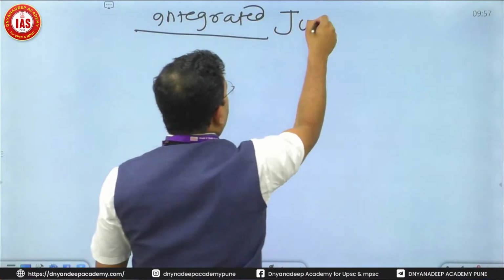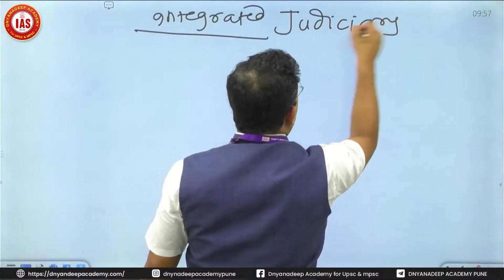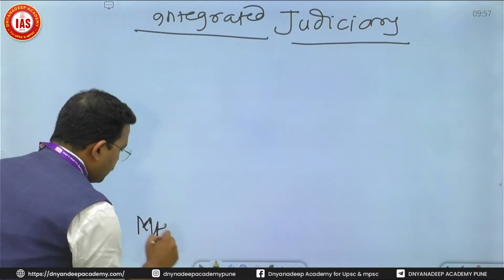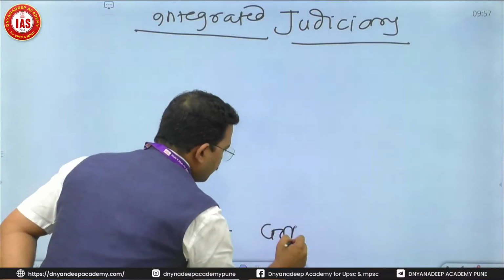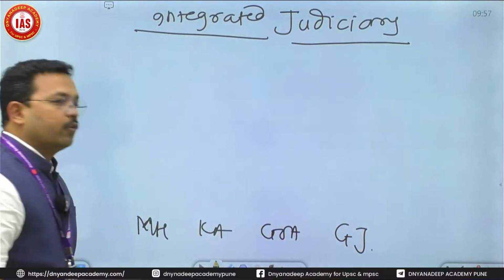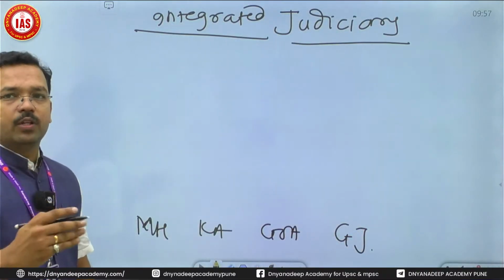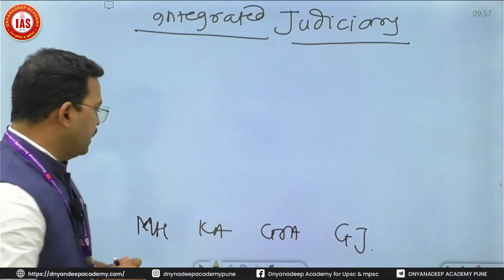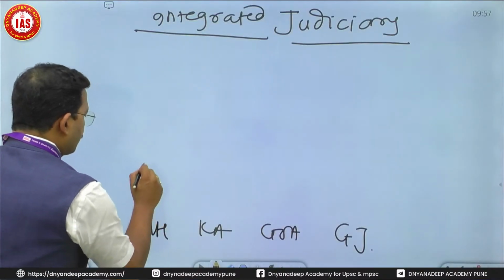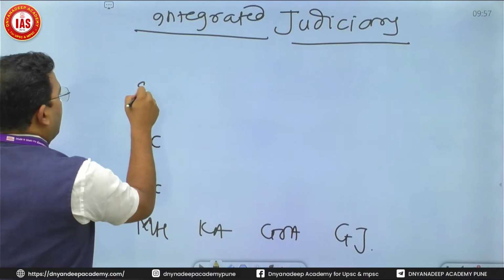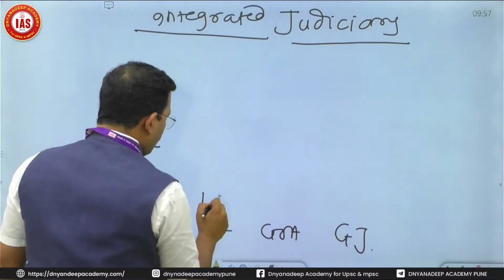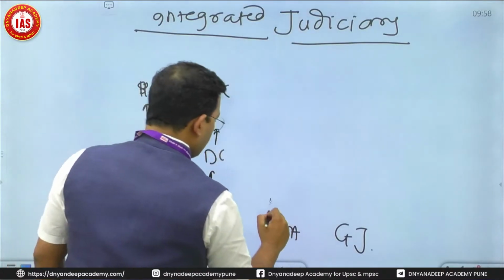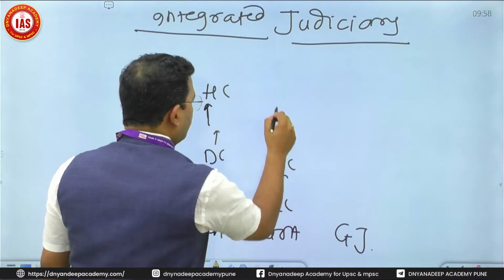In India, we have integrated judiciary. Means what? Let's imagine Maharashtra, Karnataka, Goa, and Gujarat. We have these four states. Now, what is the hierarchy of judiciary? A layman's hierarchy, not proper judicial hierarchy. Here it is a lower court, district court, then we have high court, right? Lower court, district court, and finally high court.